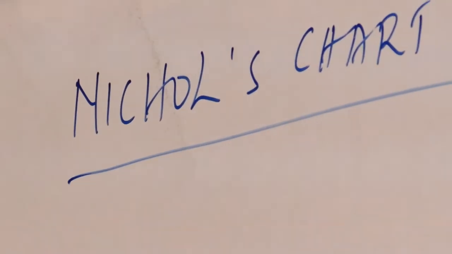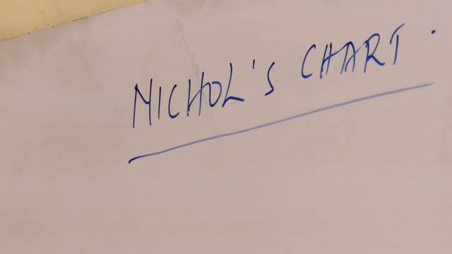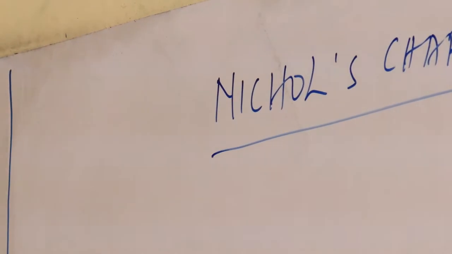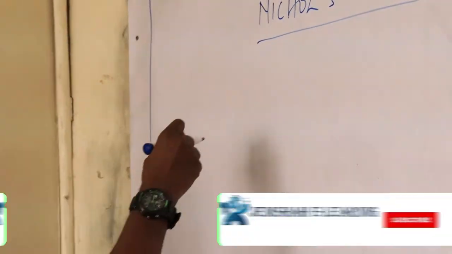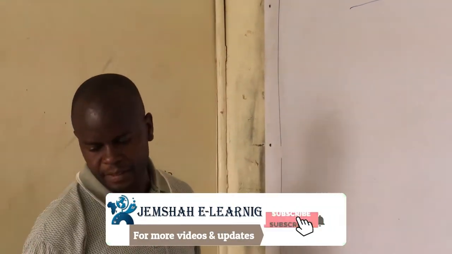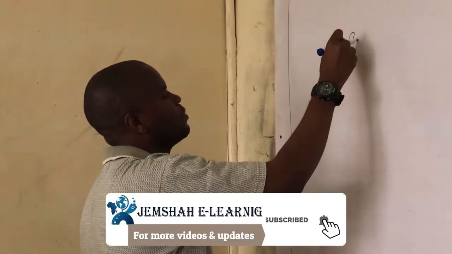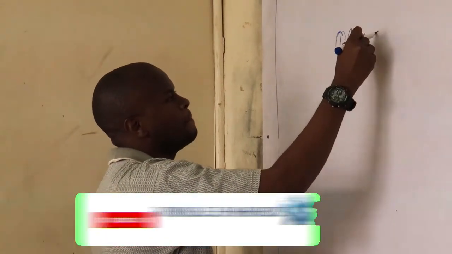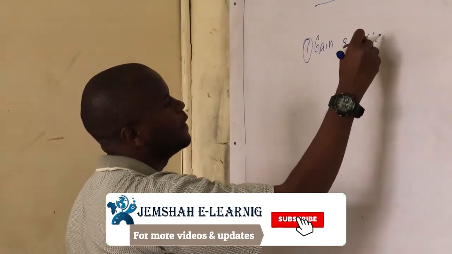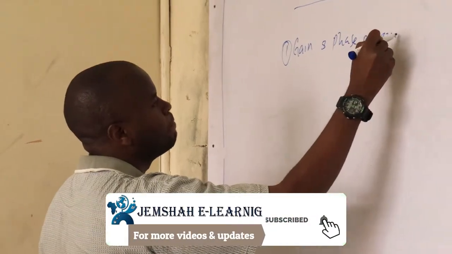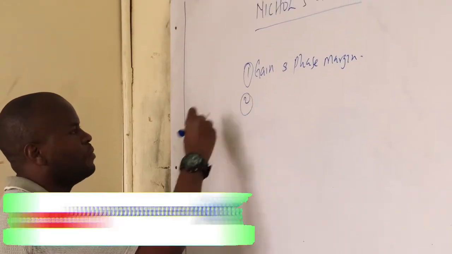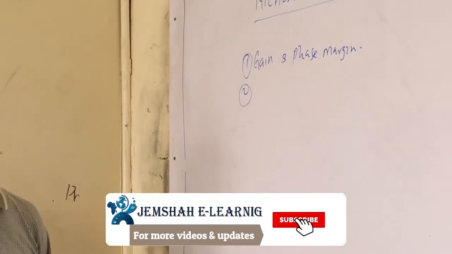So we are going to look at another stability method, and that is what we usually call Nichol's chart. Just like other stability methods, the Nichol's chart can be used to obtain several parameters. The first one can be gain and phase margin. We can also talk of gain and phase crossover frequencies.